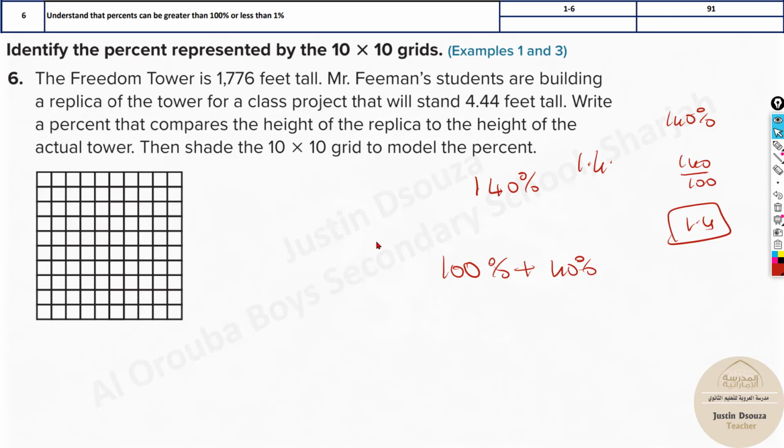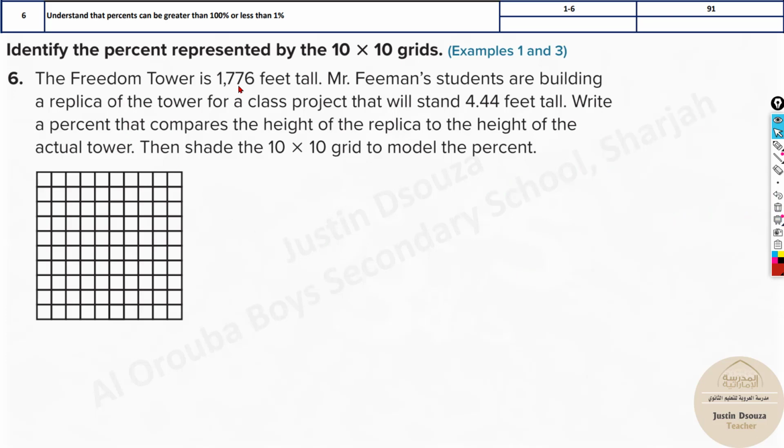Now, what do we have here? We have the Freedom Tower is 1,776 feet tall. Mr. Freeman's students are building a replica of the tower for a class project that will stand 4.4 feet tall. Write a percentage that compares the height of the replica to the height of the actual tower. Now, actually, there was something very big, a tower. It's so big. But they are drawing a small replica of it.